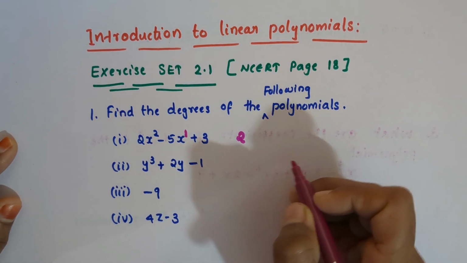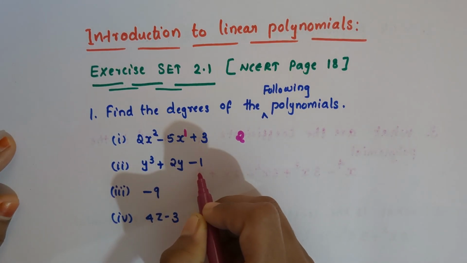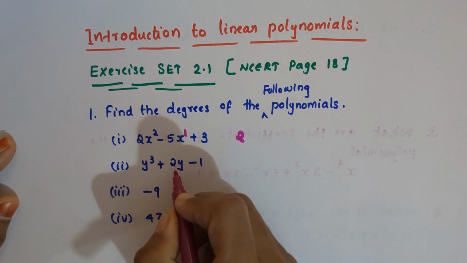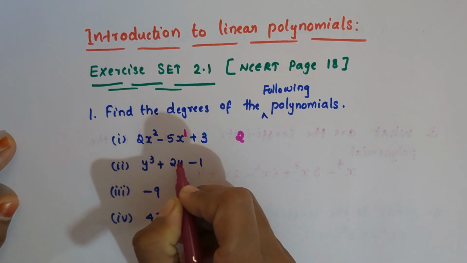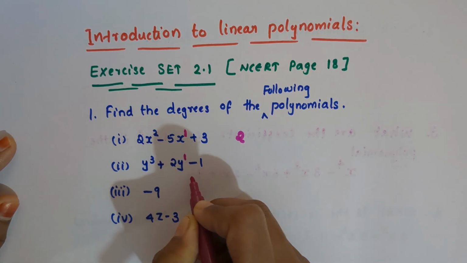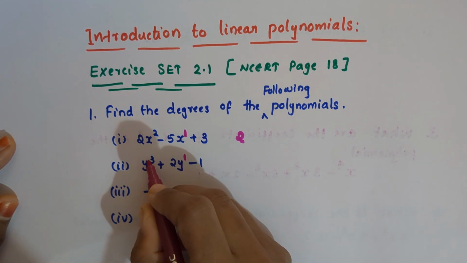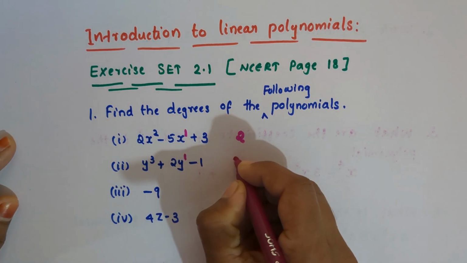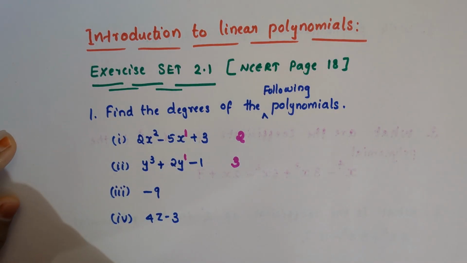Similarly, the second one is y cube plus 2y minus 1. Here the variable is y. The power of this y is 3 and this is 2y. y means y raised to 1, so the power of this y is 1. But the highest power of y is 3. So the degree is 3.